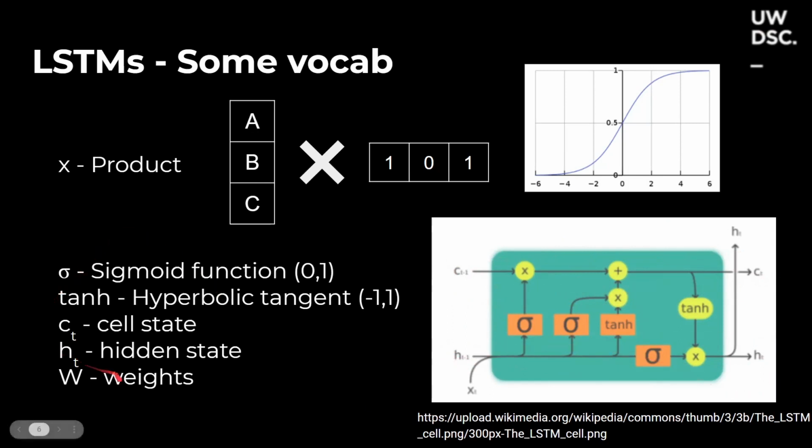Cool. And W means weights. Usually when we have weights, that means we're training something and it learns.